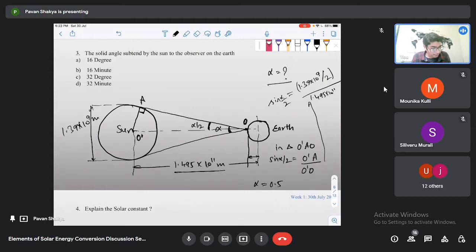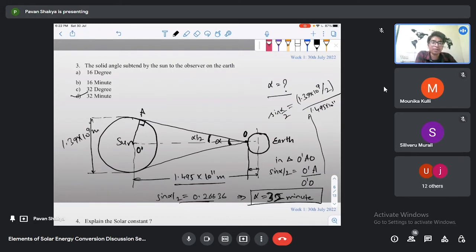Then we will find that sine alpha by 2 will be equal to 0.26636. From here we can calculate the alpha value in degrees, and after multiplying with 60, we will find that the alpha value will be 32 minutes. Thus the answer will be D, 32 minutes. Okay. If anyone has any doubt, then he or she can ask.